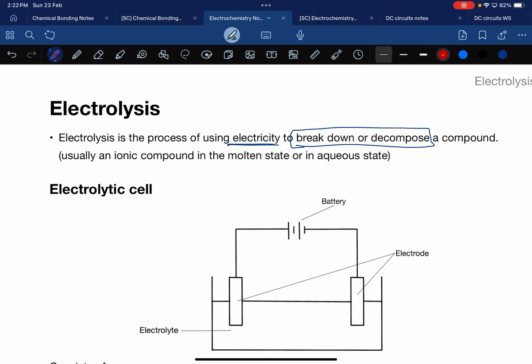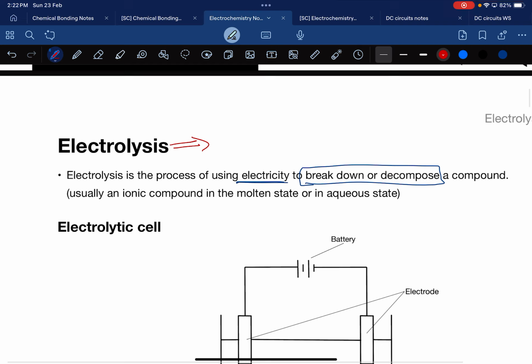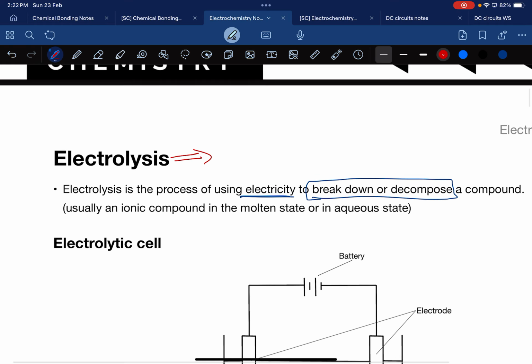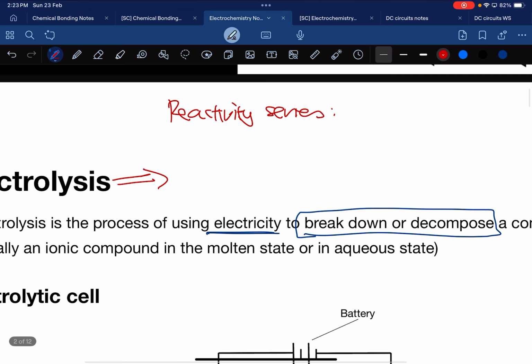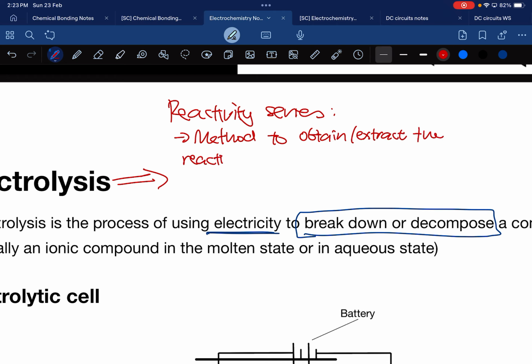We have seen the term electrolysis before. Anyone can remember when? Reactivity series. We have seen it in the reactivity series. To be more specific, which part of the reactivity series? Electrolysis is the method to obtain or to extract the reactive metals.